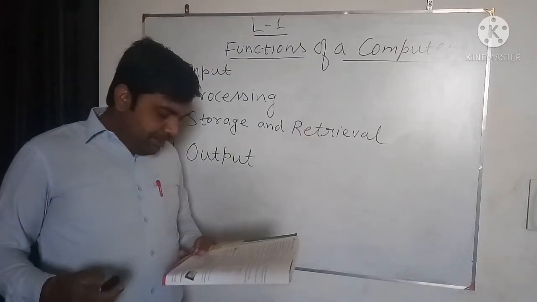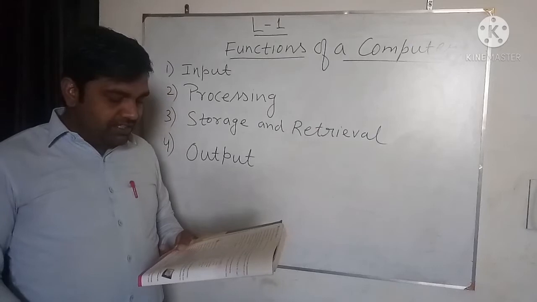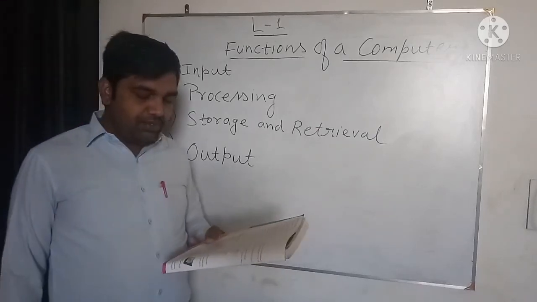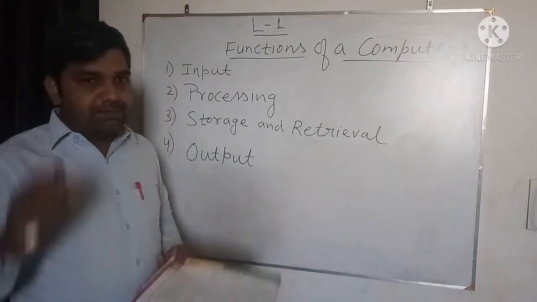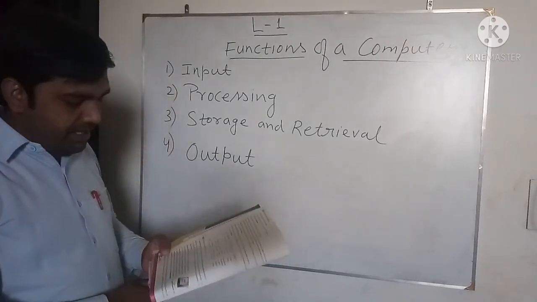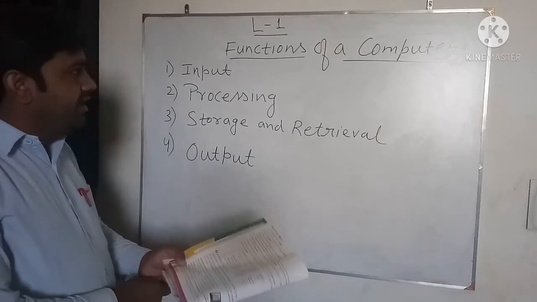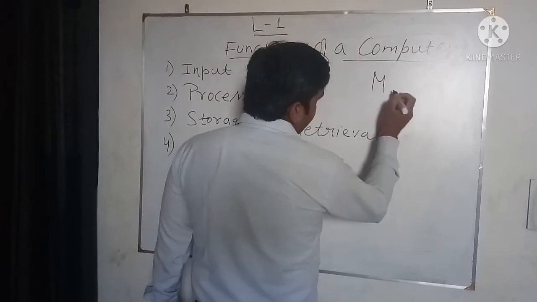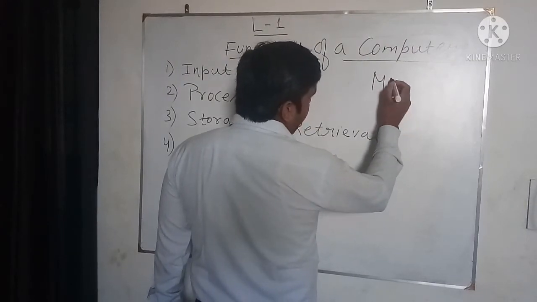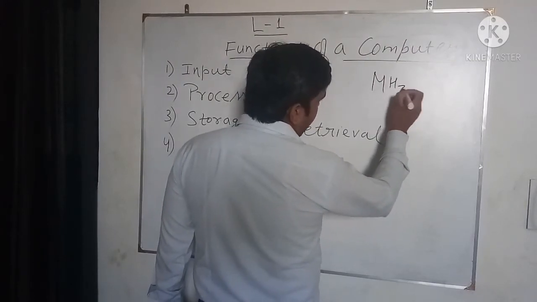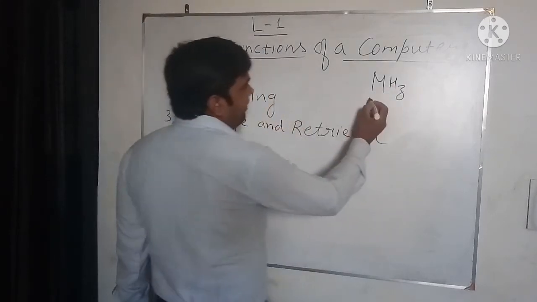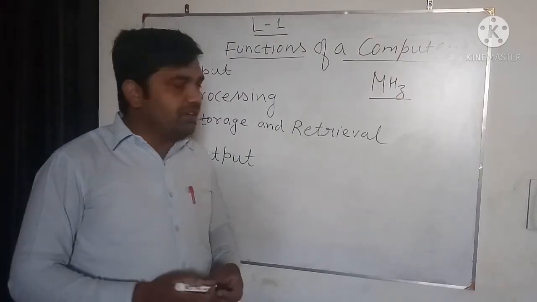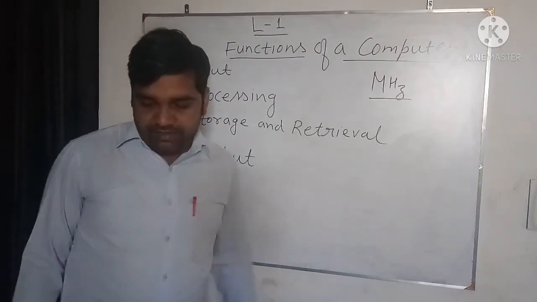The speed of the CPU is determined by the number of instructions executed per second. That is called the speed of the CPU, which is measured in megahertz, MHz. Hertz is the frequency. So the frequency of the computer is the number of instructions executed by the processor in 1 second. That is called its speed. That is the frequency.